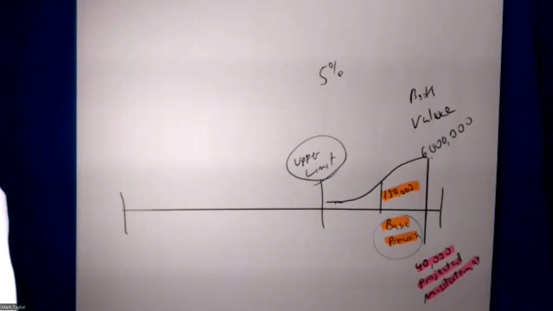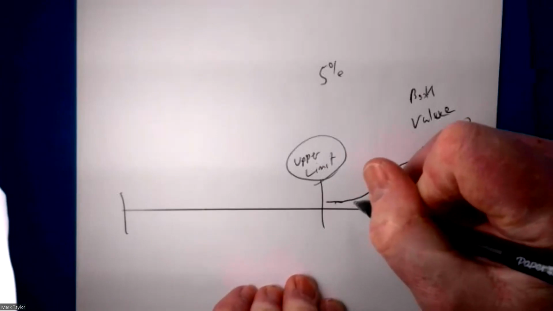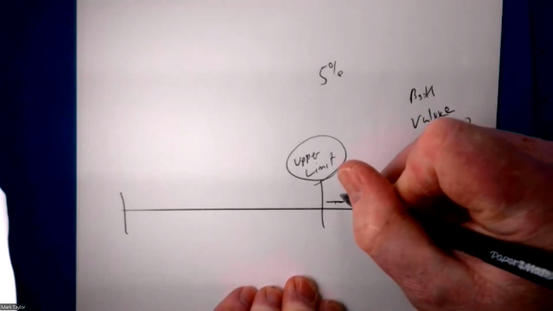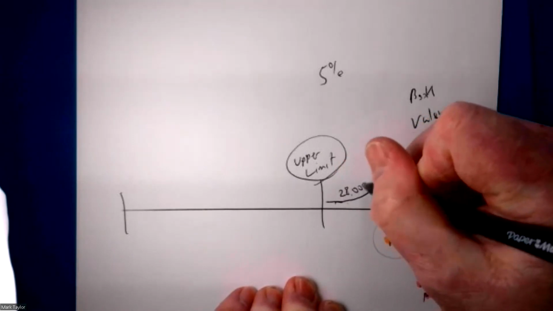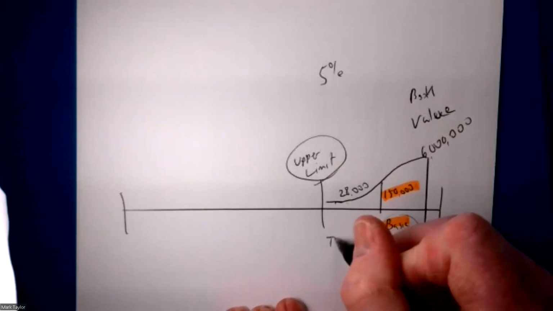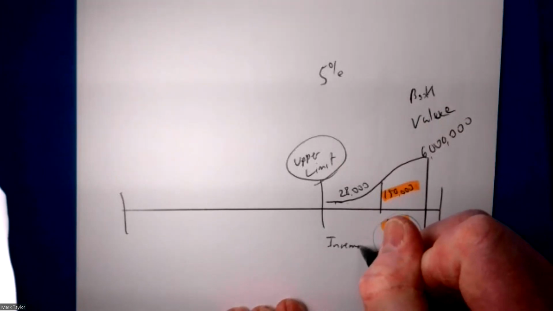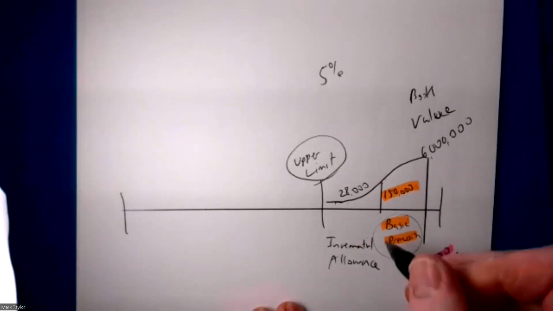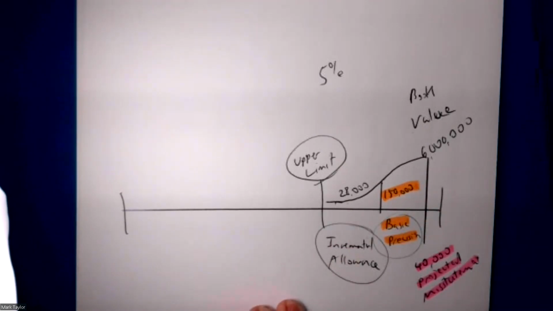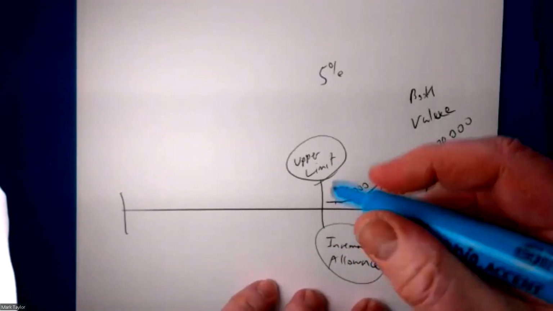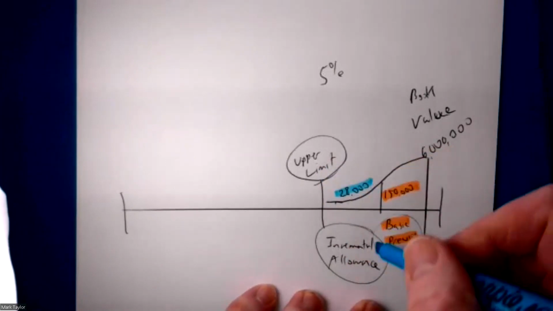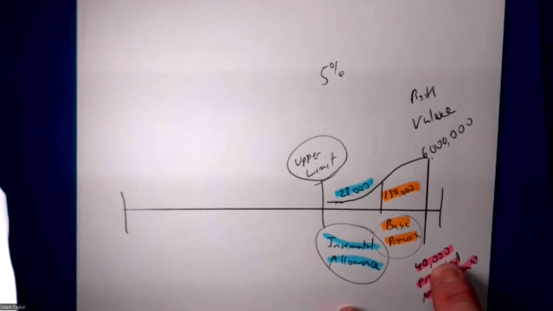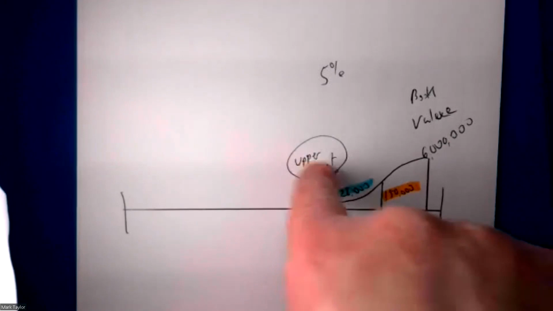Okay, so it's kind of like this. So there could be another 28,000. I don't know where to put it in here. So it could be another 28,000. This is the incremental allowance. And we'll make that blue. So all three of these together, the 40,000 plus the 150 plus the 28, this will be our upper limit.